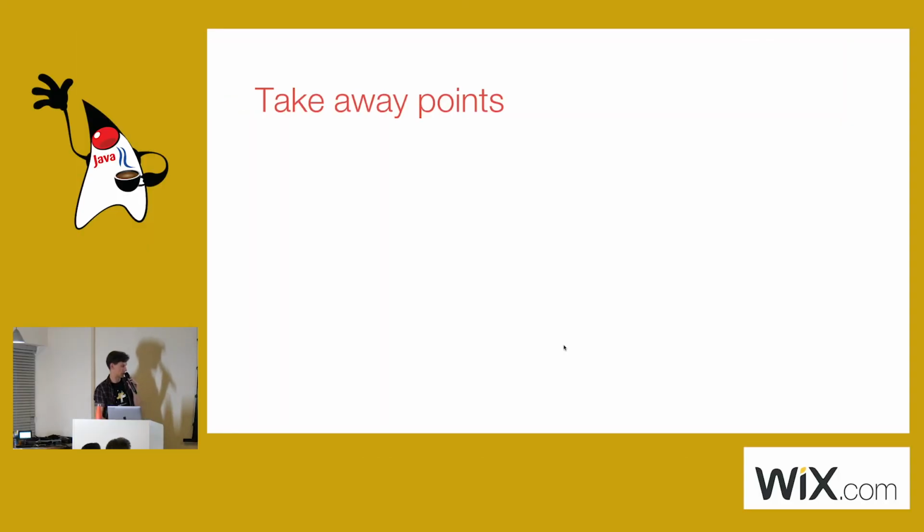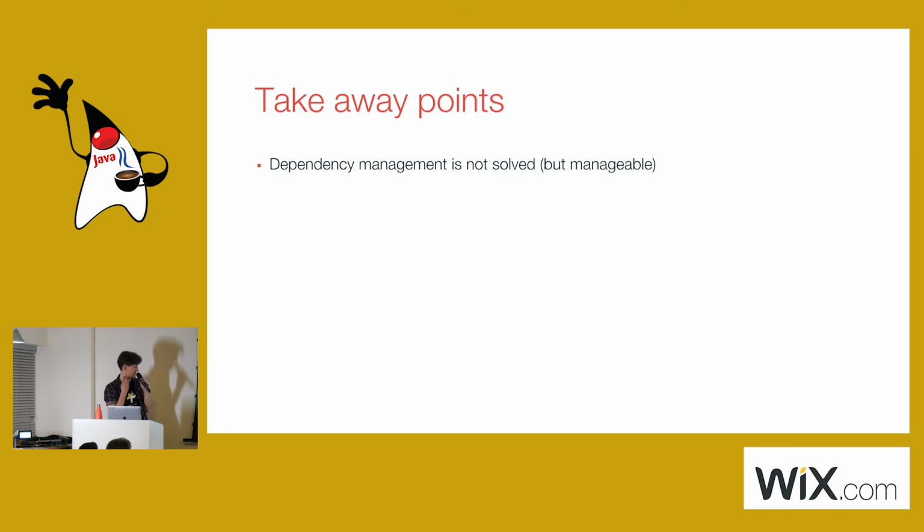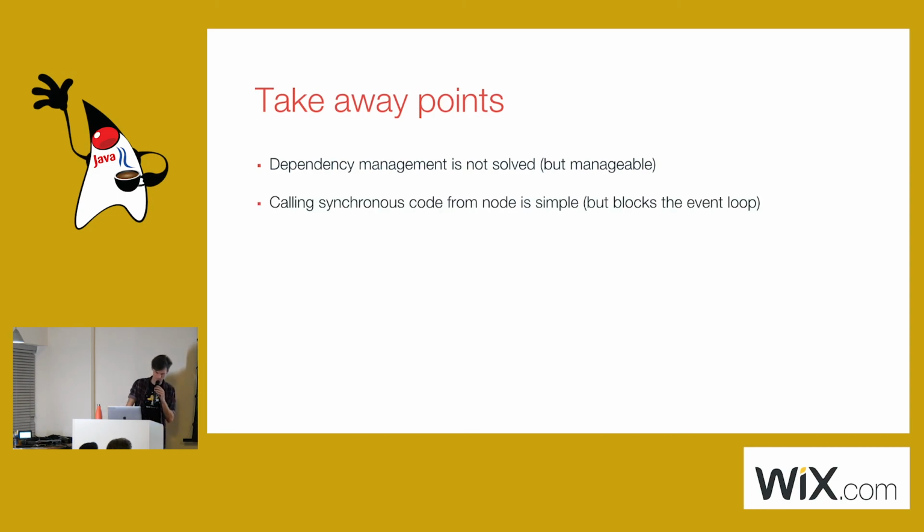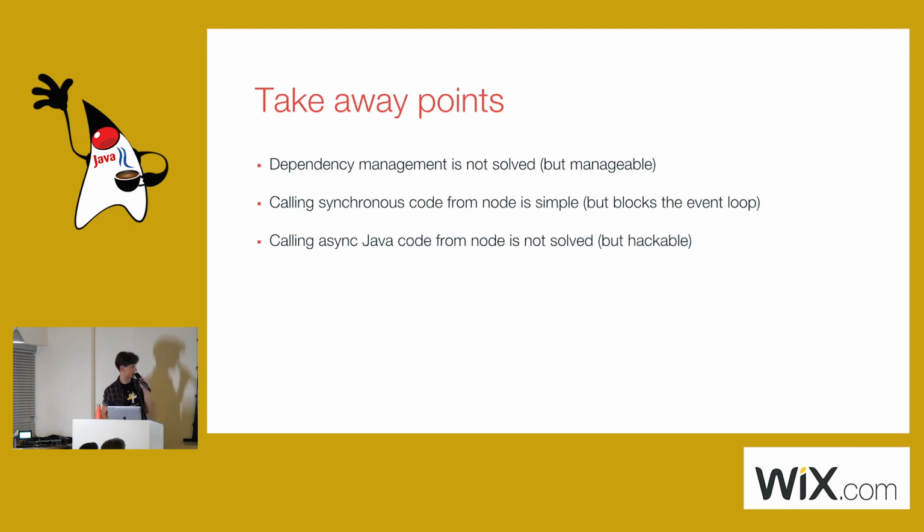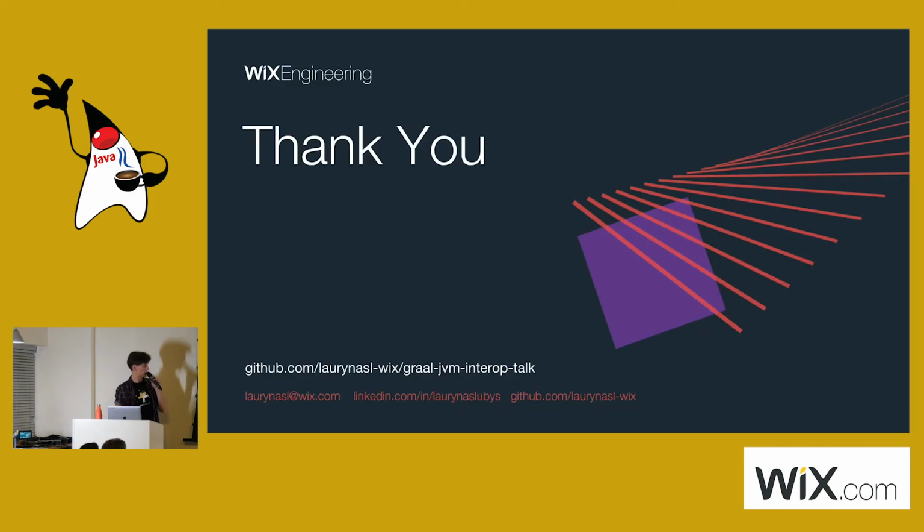So, coming back to the takeaway points: dependency management is not solved, and you have impedance mismatch there. Calling synchronous code from Node.js is simple, but blocks the event loop, which is bad. And calling asynchronous Java code from Node is not solved, but you can hack something together to make it work for yourself if you're feeling brave. That's all I had. This is the link where all that I talked about is implemented. It's a naive implementation. We worked on a more mature one, but just for getting the point across, it's the bare minimum components you need there.